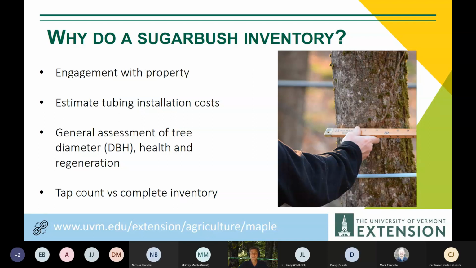From a business side, having a good inventory of what you have for tappable trees is really important for estimating tubing installation costs. It's also important if you're looking at a potential property. Say you have excess capacity in the sugar house and you're interested in a new property to lease or to buy. You want to have a good idea of what you have for tappable trees there to get quotes on materials from tubing manufacturers. If you're hiring a tubing installer, you really want to have a good, accurate number of what that's going to be.